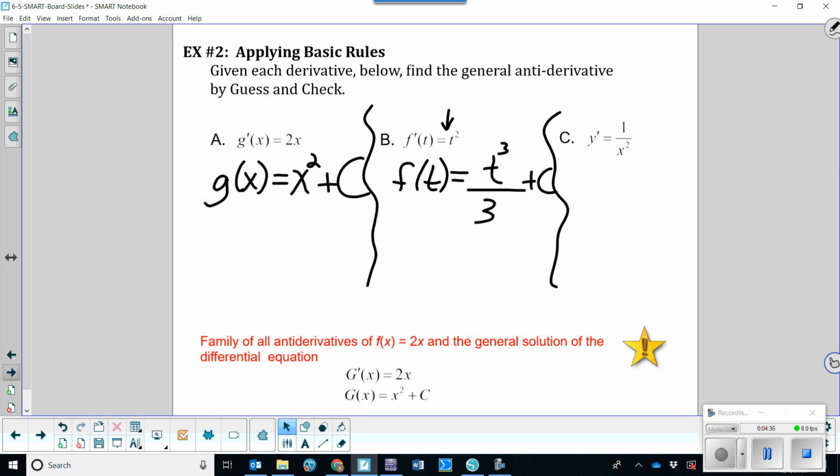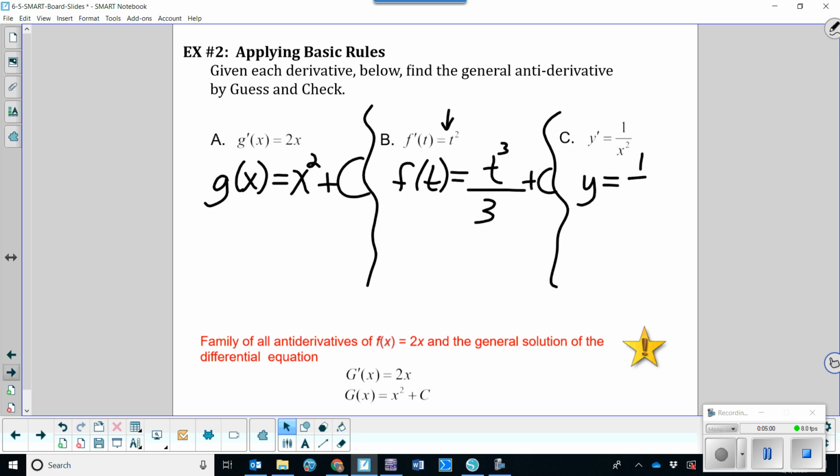If we have y prime equals 1 over x squared, you can think of this in a lot of ways, but what I like to think about is things that I know because we've done them a lot. One of those things is when you take the derivative of 1 over x, you get negative 1 over x squared. That's one of those that we've done a lot.